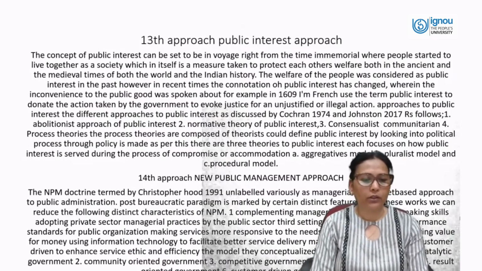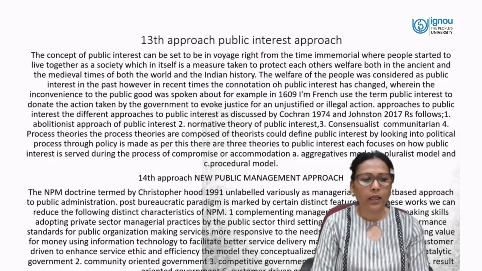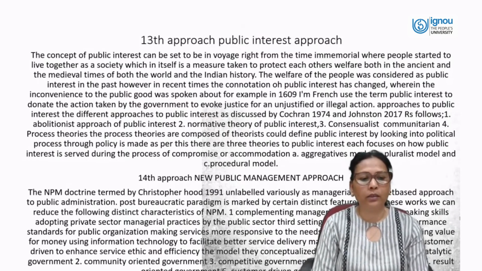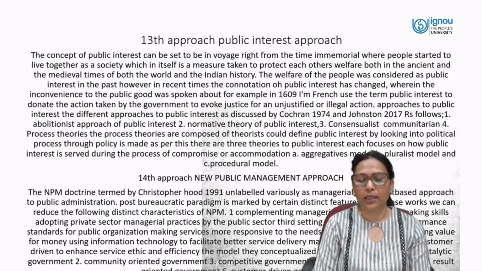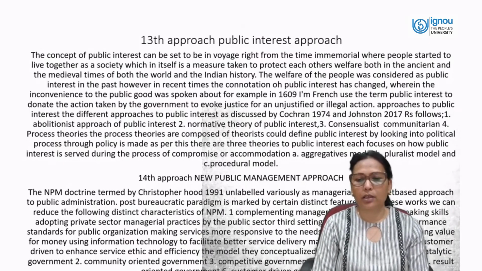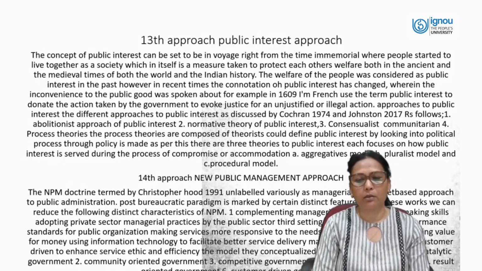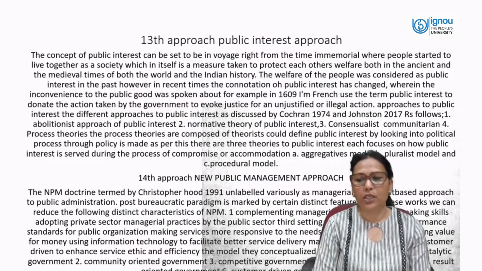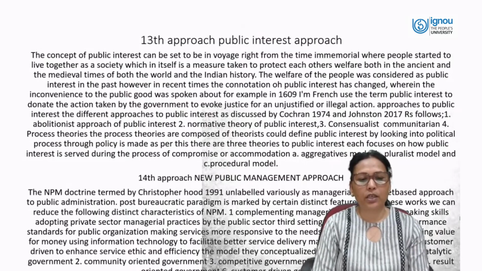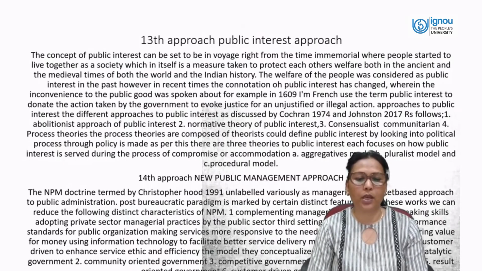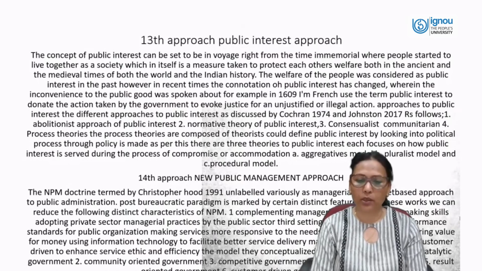Now, further was the 14th approach, that was the new public management approach. The new public management approach was doctrined and termed by Christopher Hood in 1991, labeled variously as managerialism, market-based approach to public administration. Post-bureaucratic paradigm is marked by certain distinct features. From this work, we can deduce the following distinct characteristics of NPM, that is new public management approach.